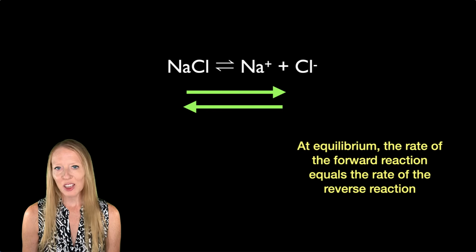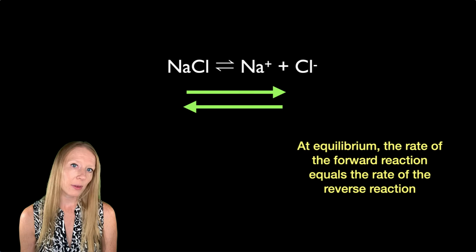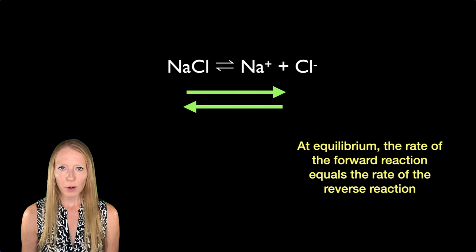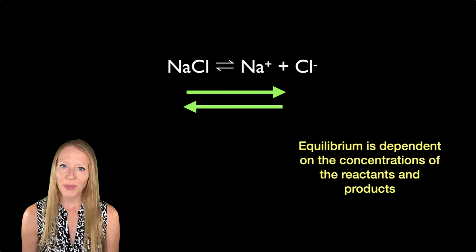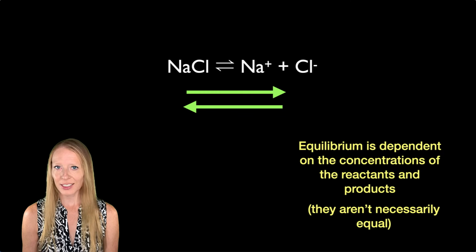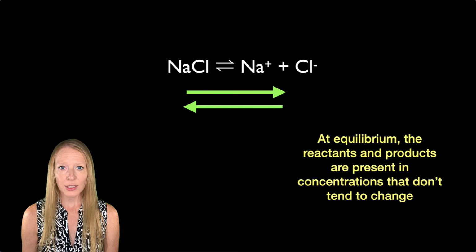We can think of equilibrium as the state in which the rate of the forward reaction equals the rate of the reverse reaction. And where we reach equilibrium is due to concentration of the reactants and the products. It doesn't mean that the concentrations of these things are all equal. It means that they're present in concentrations that don't tend to change with time.